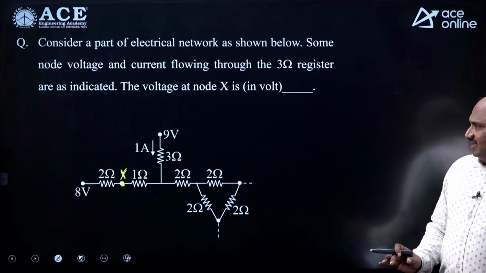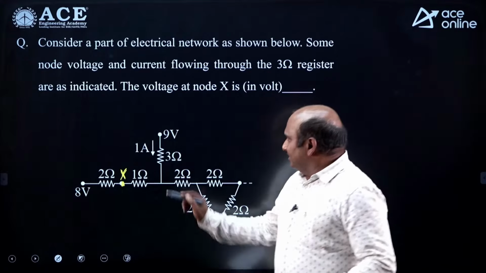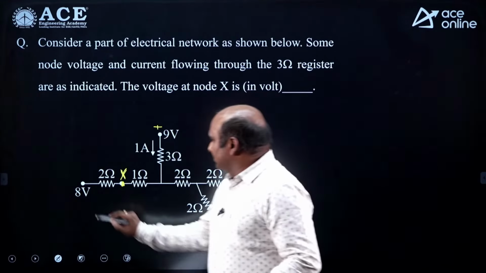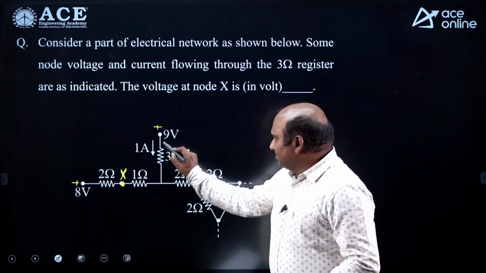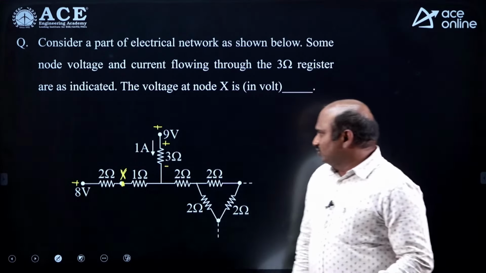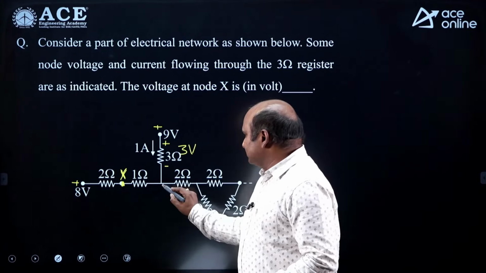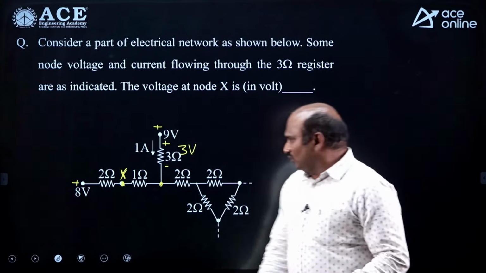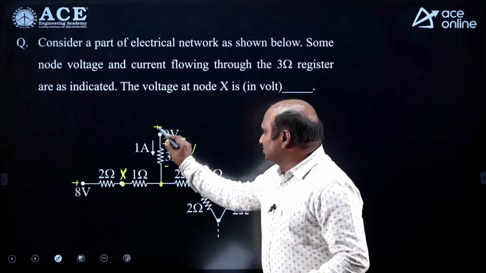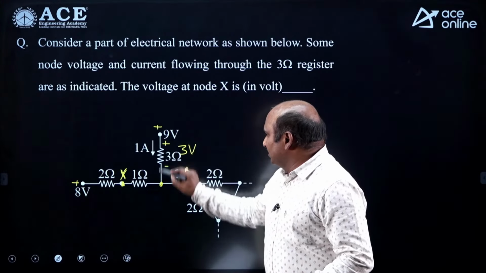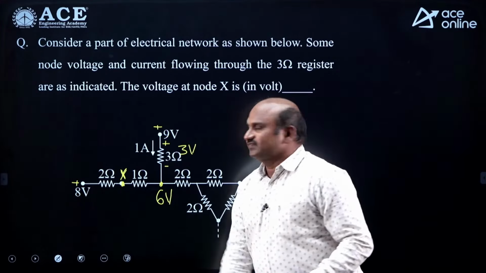This is very simple guys. You may have some confusion regarding the voltages provided. Once you see that this is 9 volts and this is 8 volts, as per the data provided you can define the voltage across the 3 ohm resistor, that is 3 into 1, 3 volts, and using this you can easily identify the voltage at this node. Taking this as positive and this as negative, the total voltage with reference to this is 6 volts.